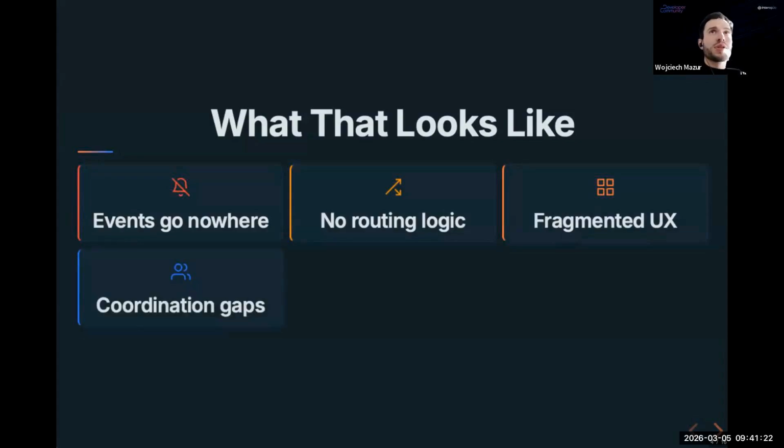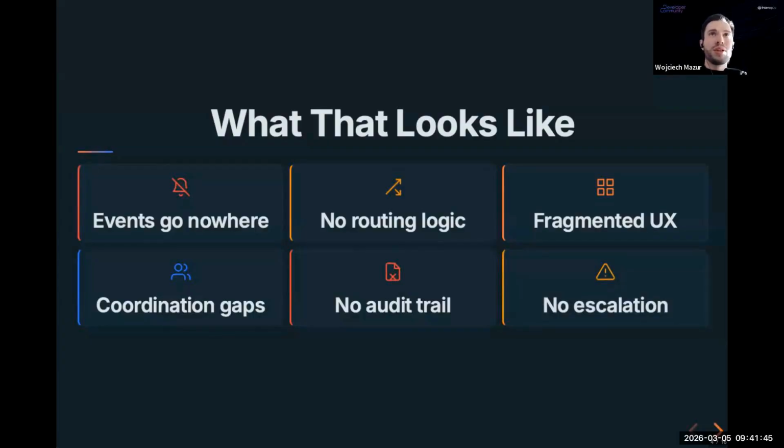You have coordination gaps, so operations needs to hand off to the business desk. Email fills the gap, but email usually fills the gap very, very badly. You have no audit trail. So who saw the notification? When did they see it? Did they act on the notification? Compliance might ask you, but nobody really has a clean answer. And there is no escalation. So if a critical item is unacknowledged, nothing happens. It just falls through and you have problems burning.